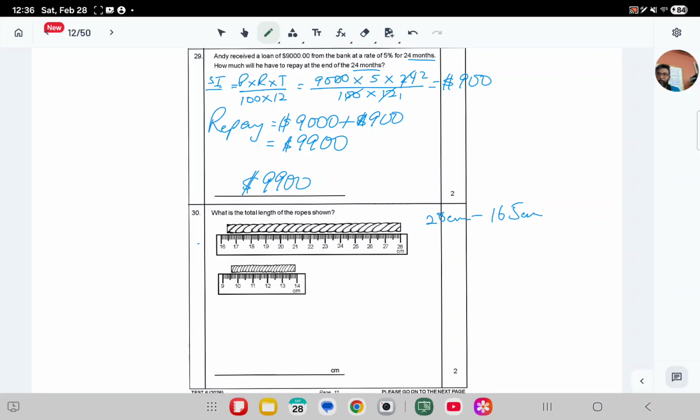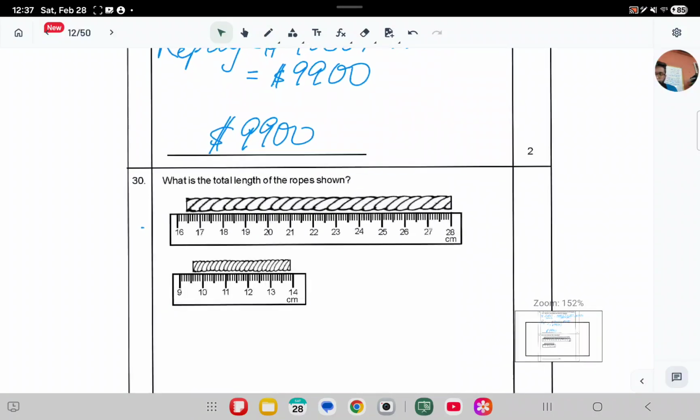Alright, so continuing here with test 6, 2026, continue with section 2. Looking at this question here now, number 3, we said, what is the total length of the ropes shown? So first we need to calculate the length of the rope.